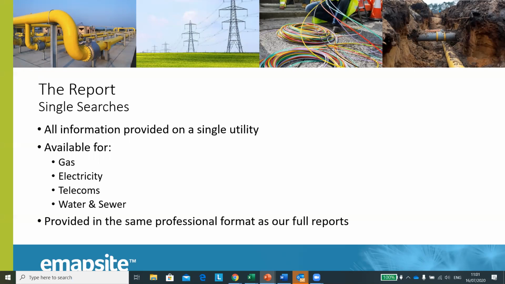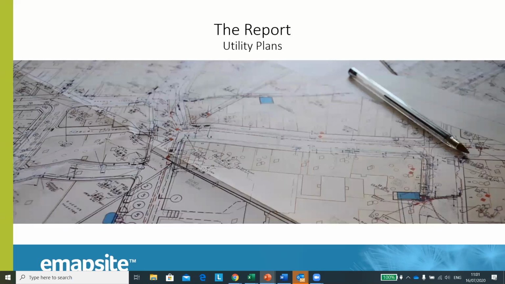Now, I've talked about all the formats, I've talked about all the utility information, but you may be wondering what this actually ends up looking like. What do you get in a report in terms of the plans themselves? So have a quick look at those. Utility plans can come in a number of formats.